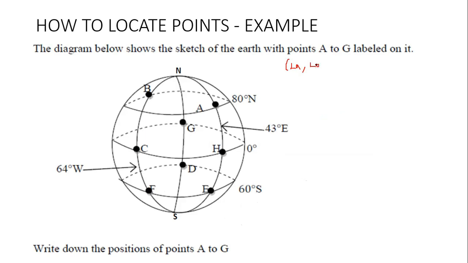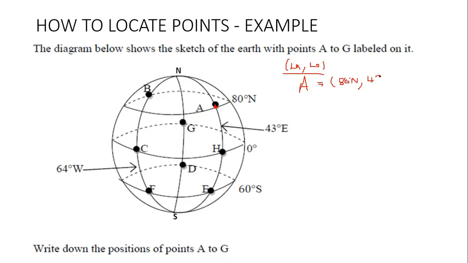Latitude, comma, longitude. For example, in this question, they are saying, write down the positions of the points A to G. If we are locating A, we first of all have to check where our A is. Our A is right here. Here you can check the latitude, which is 80 degrees north. So for A, you write 80 degrees north, comma. This is the latitude. Then what is the longitude? The longitude is this one here, labeled 43 degrees east.